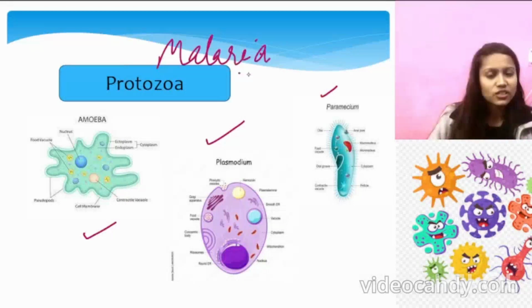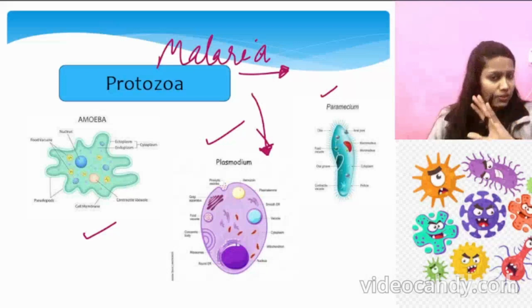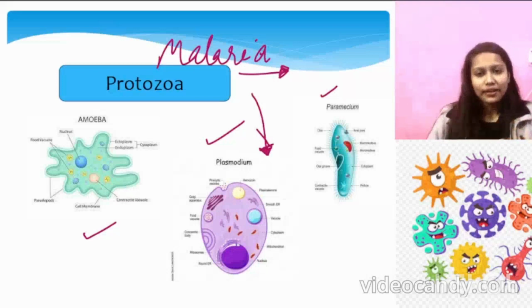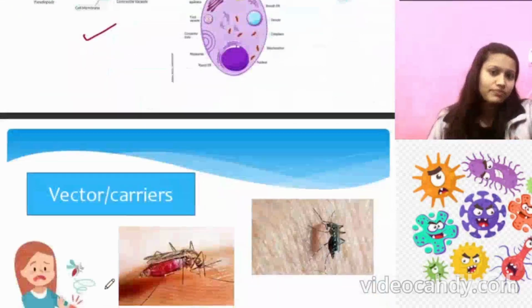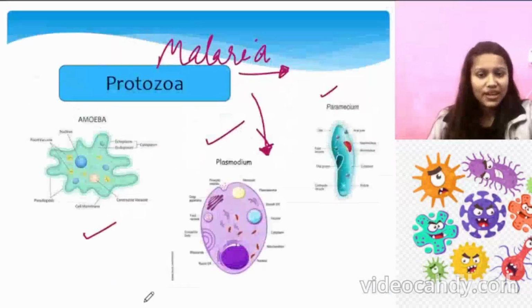So malaria is caused by a microorganism, that is Plasmodium. This Plasmodium causes malaria, and Plasmodium is an example of protozoa. So remember these examples: amoeba, Plasmodium, Paramecium. It is also unicellular. Like amoeba is a unicellular microorganism. Mostly they are unicellular. We will learn more about these in other chapters. And malaria is a disease that is seen in humans.